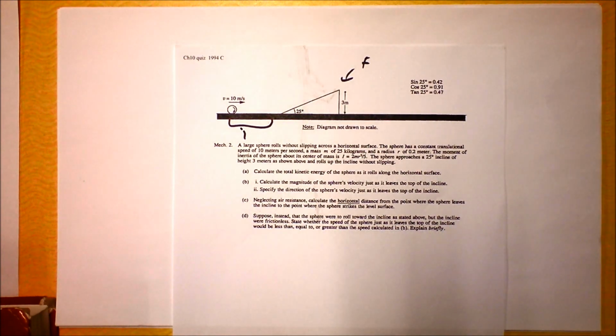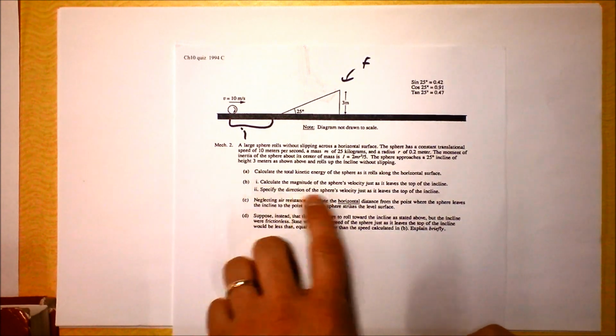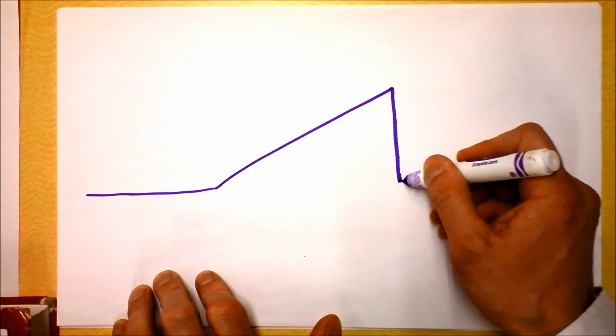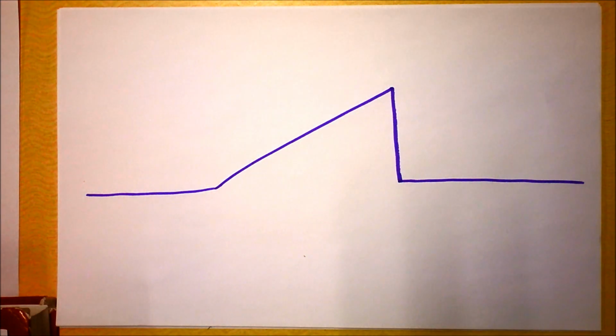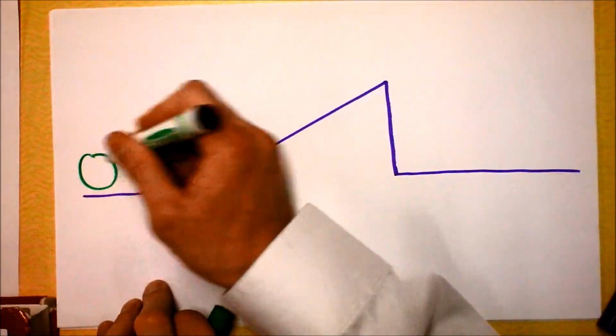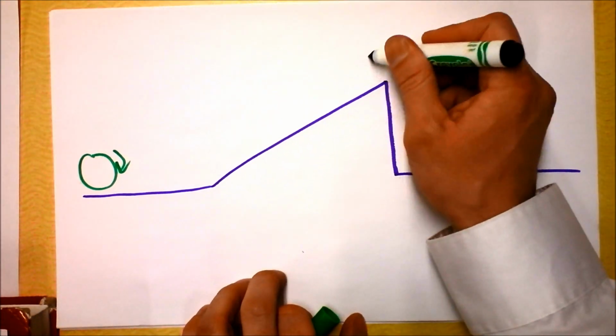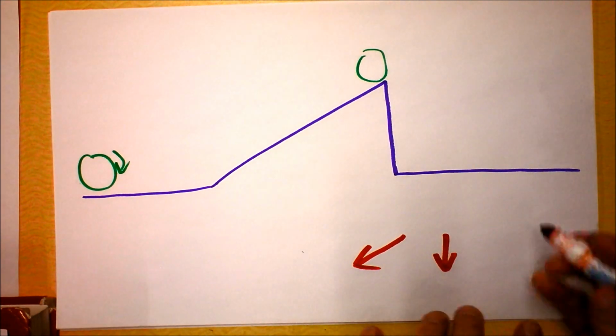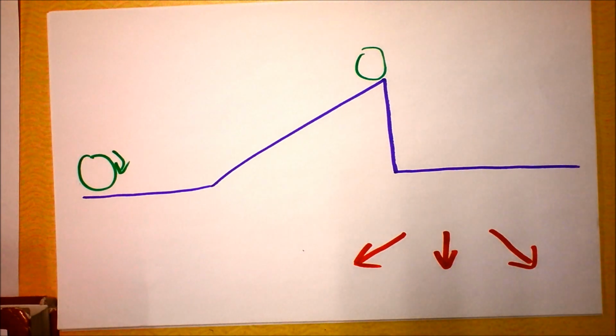Okay, so we're on part B, number 2, and we want to know the direction of the sphere's velocity just as it leaves the top of the incline. So I'll give you a little picture. It was shocking to me, the answers that I got on this problem. There's a ball here, and it's rolling, and it's going to leave the top, and believe it or not, some people wrote things like this for the direction of the ball's velocity. And other people said it will be straight down, and still others said that it will be that direction.